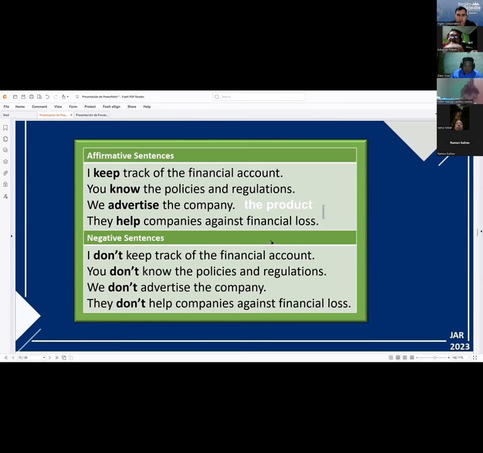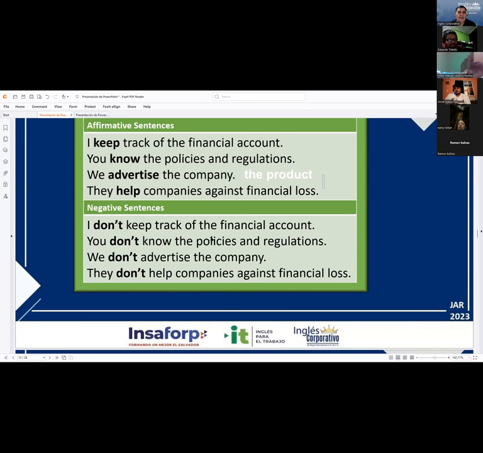Advertise. Okay, we help companies against financial loss. Pérdidas financieras. Financial loss. We help. Ayudamos. Okay, negatives. I don't keep track of the financial account. You don't know the policies and regulations. We don't advertise the company. They don't help companies against financial loss.